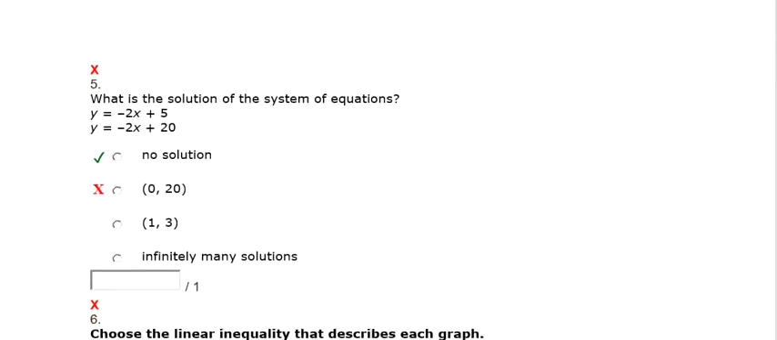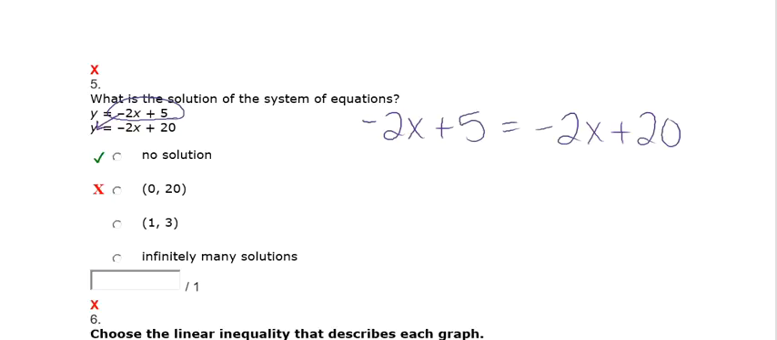Number 5 is asking for the solution to this system. Oh good, this is one that is no solution. So when you again have two equations that are solved for y, it's easiest to just take one of them and plug it in where the y is on the other equation. So I'm taking that negative 2x plus 5 and I'm plugging it in for the y on the second equation. So basically these two parts are going to equal each other. Negative 2x plus 5 is going to equal negative 2x plus 20.